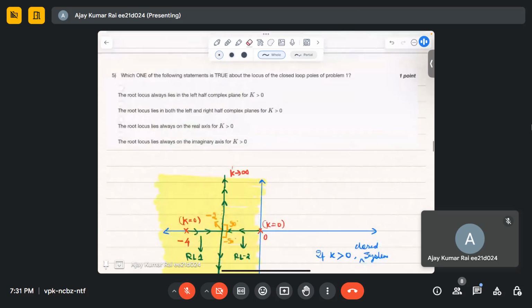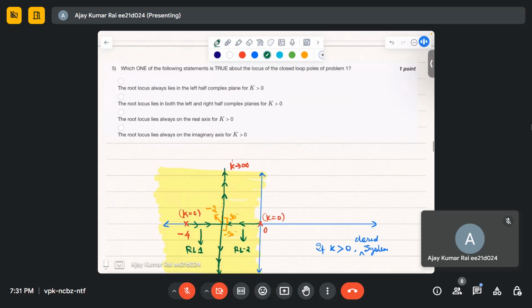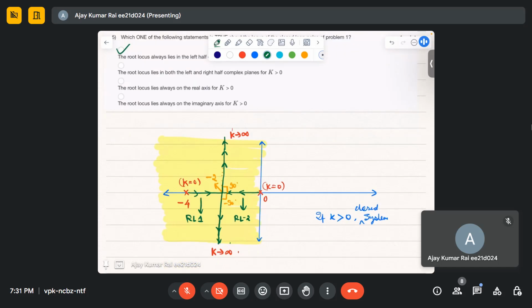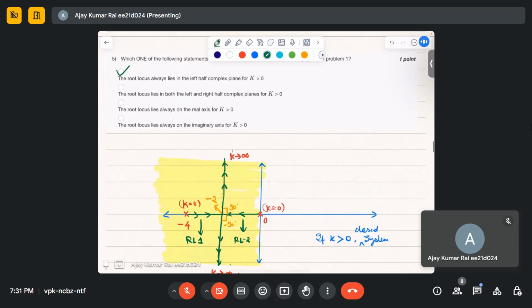Okay. So which one of the following statements is true about the locus of closed loop poles of problem one? The first statement says the root locus always lies in the left half complex plane for k greater than 0. This is true, I think, yeah. It always lies in the left half complex plane. You can see that we already verified this in question number 1.